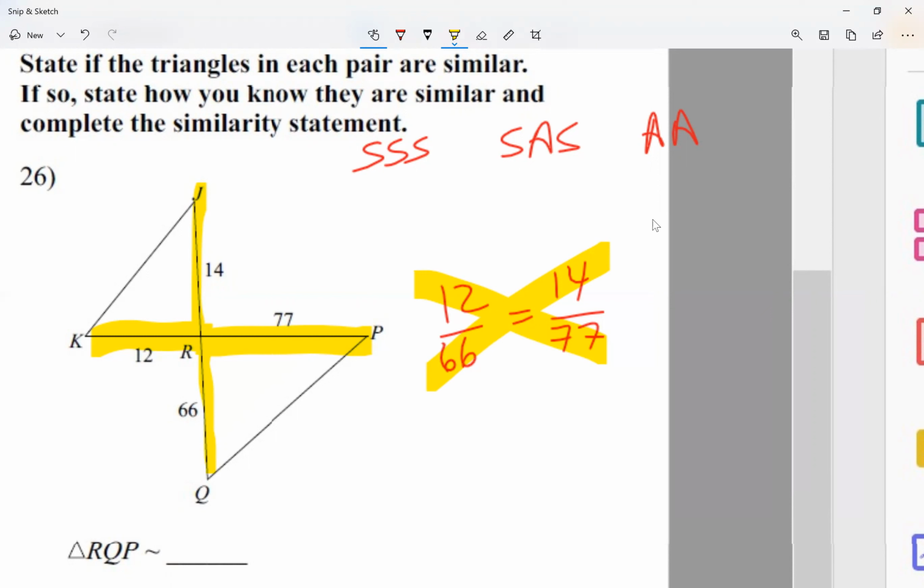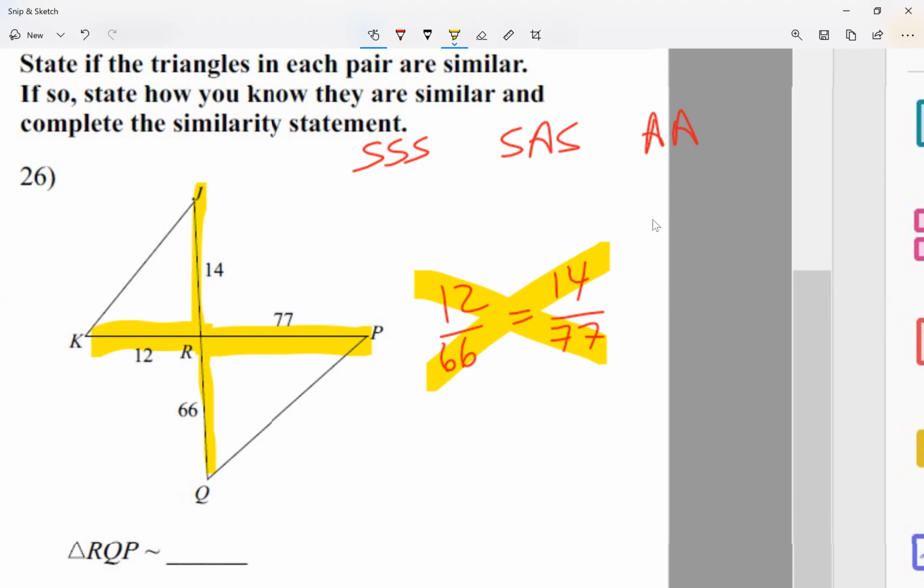If you don't like to cross multiply, you can simplify the fractions. 12 and 66, I will divide each by 6. 14 and 77, I will divide each by 7. Okay. Now, I'm going to choose to cross multiply. To be honest, that's a little bit easier. Or you know what? If I choose cross multiply, I'm going to choose both ways.